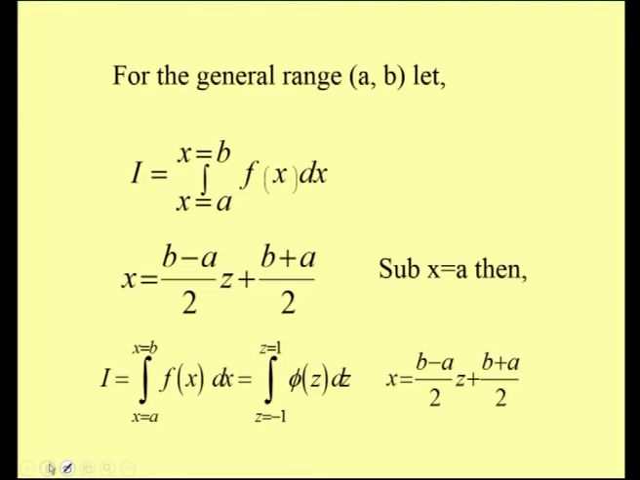For the general range a comma b, let I is equal to integral a to b f of x dx. That is converted to the integration from minus 1 to 1 using the formula x is equal to (b minus a) by 2 into z plus (b plus a) by 2. So, integral a to b f of x dx becomes integral z is equal to minus 1 to 1 of phi of z dz, suitable for using Gaussian 2-point and 3-point quadrature formulae.